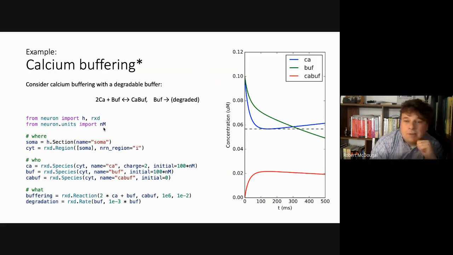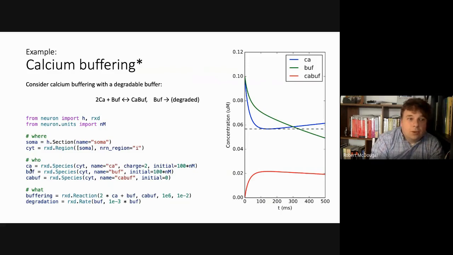You'll notice here I'm importing nanomolars instead of millimolars because calcium is at a very low concentration. I need to say where things happen. Well, I'm going to have a soma. Let's say I've got to have a space, so it's an h.Section. I'm going to define the cytosol that lives inside the soma. Its region is an rxd.Region, wherever it is. So soma, known regions.